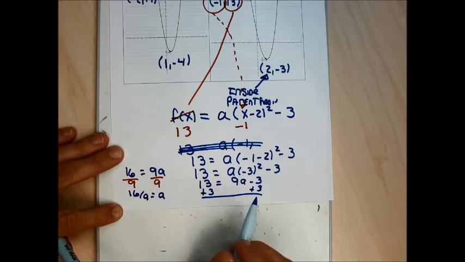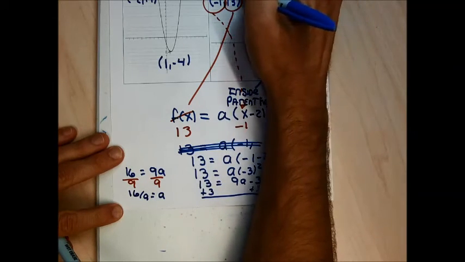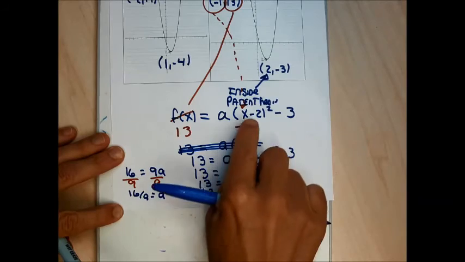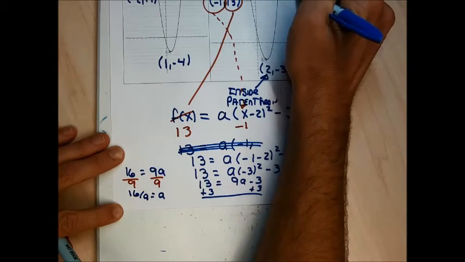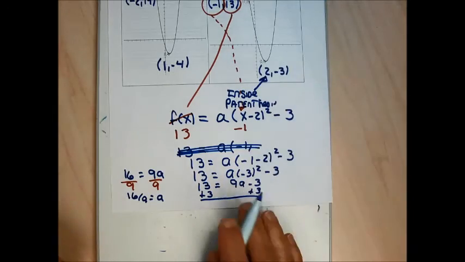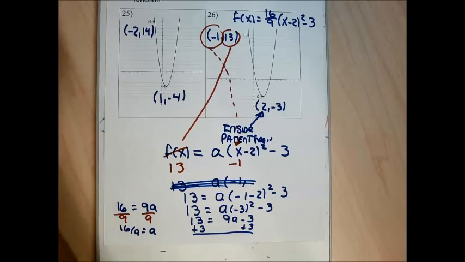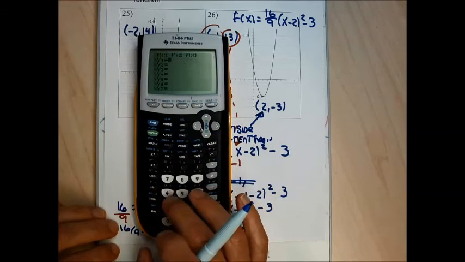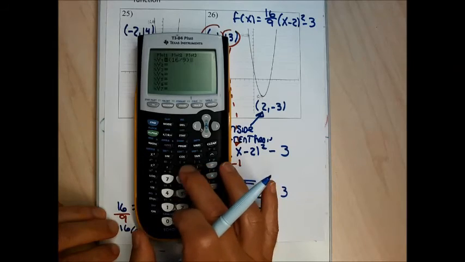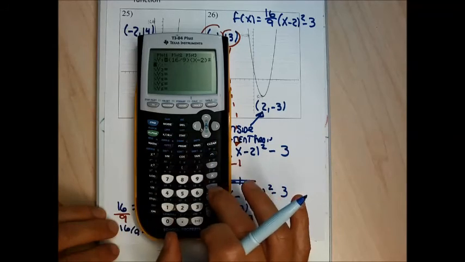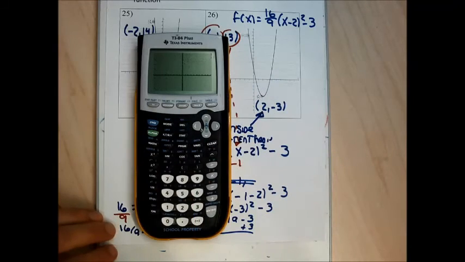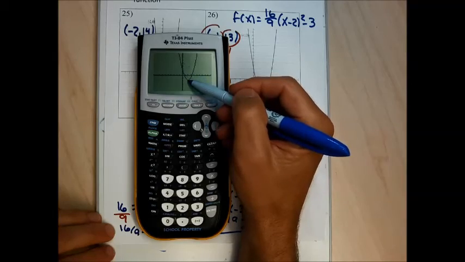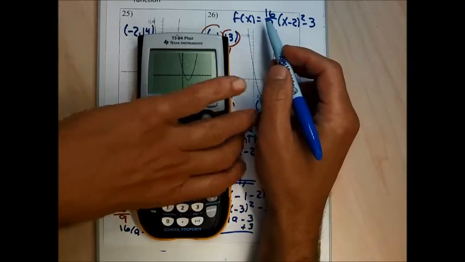I claim the equation of this parabola is going to be f of x equals 16 over 9 times x minus 2 squared minus 3. Let me put this equation into my calculator and show you that it does work perfectly for me. So I'm going to put parentheses 16 divided by 9 times x minus 2 squared minus 3 and graph it and show you that it still has a vertex of positive 2, negative 3. This is 2, negative 3. And show you that it goes through the point (-1, 13).